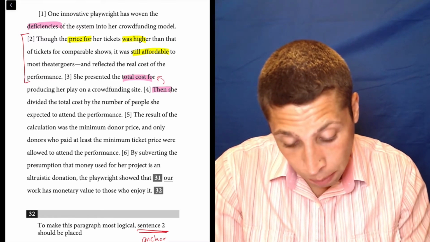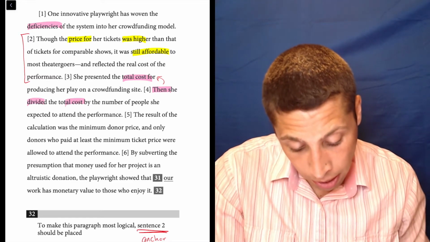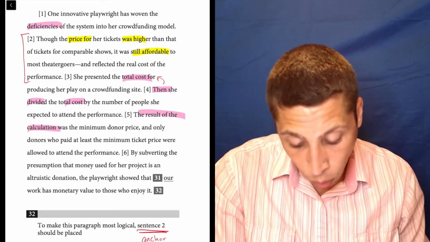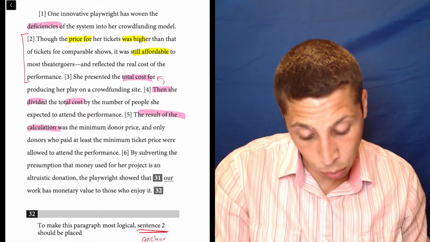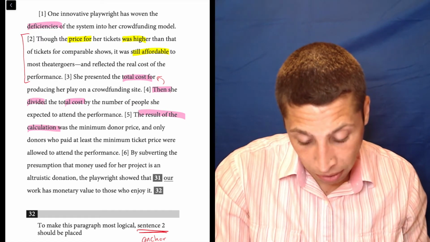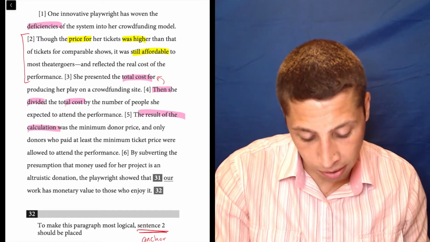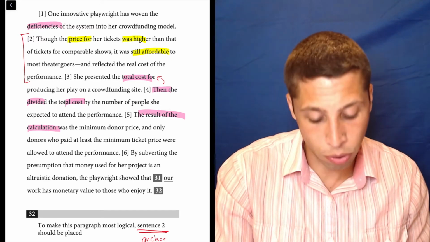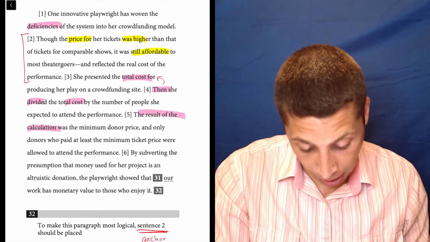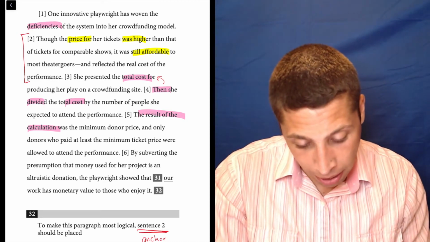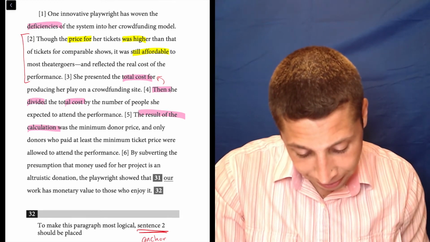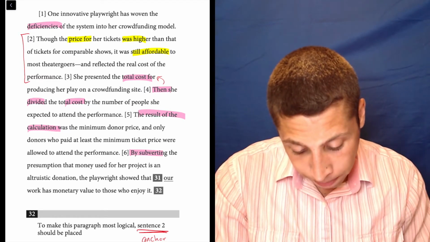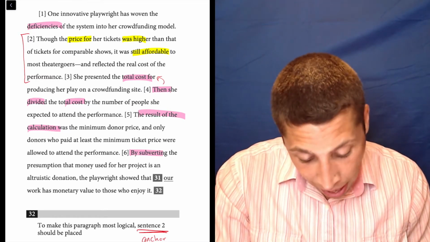So we're talking about how she comes up with the cost, right? The total cost divided. The result of the calculation was the minimum donor price, and only donors who paid at least the minimum ticket price were allowed to attend the performance. By subverting the presumption that money used for her project is an altruistic donation, the playwright showed that our work has monetary value to those who enjoy it. Okay. It's very hard to understand, but this is like another result. They're talking about this cost thing a lot.